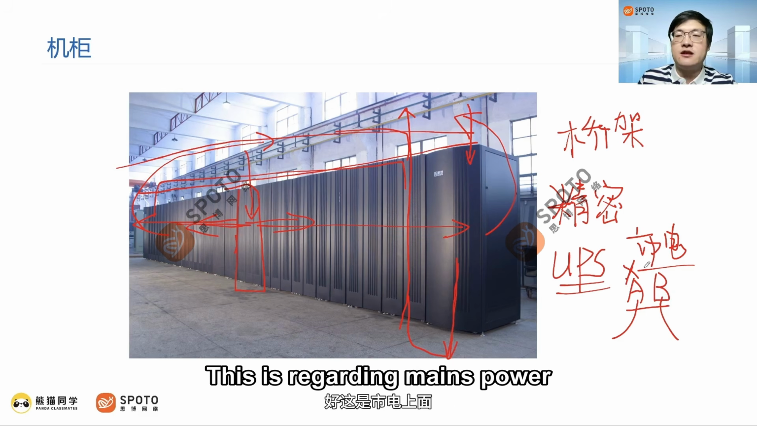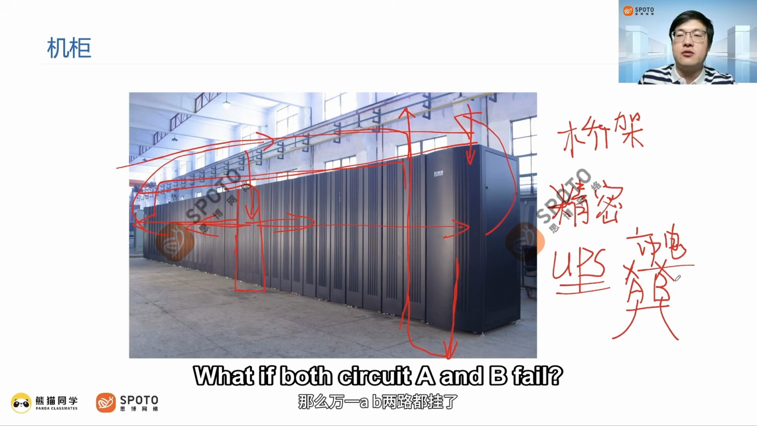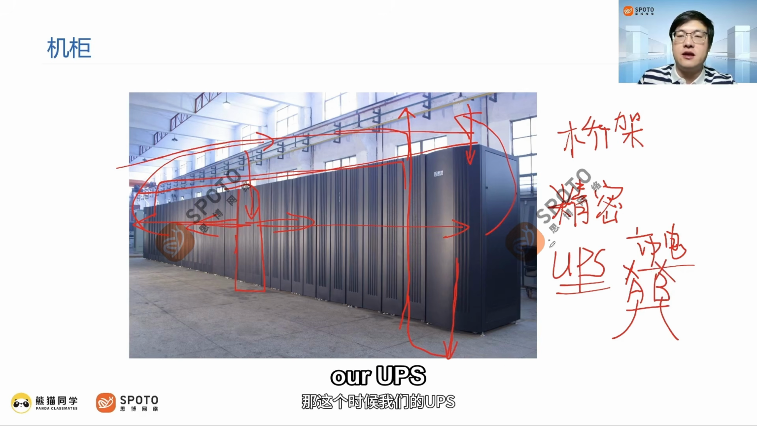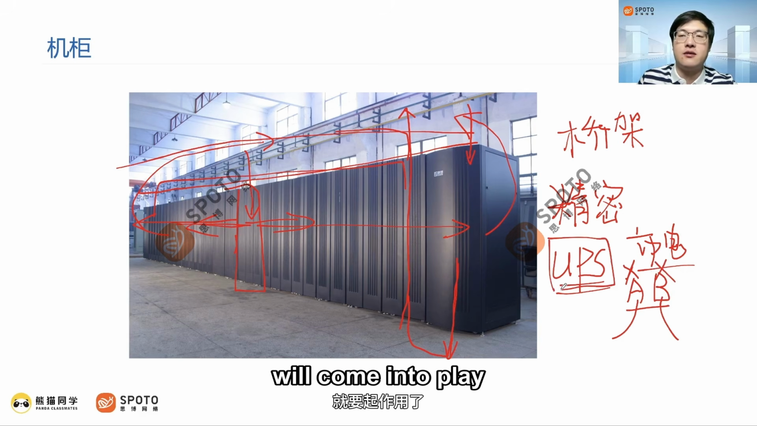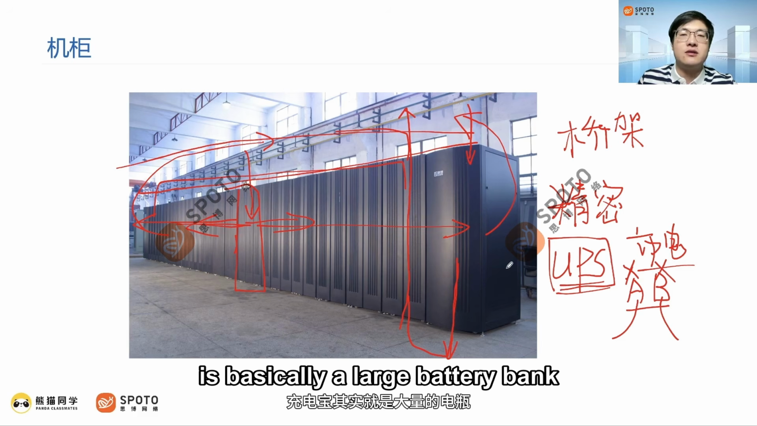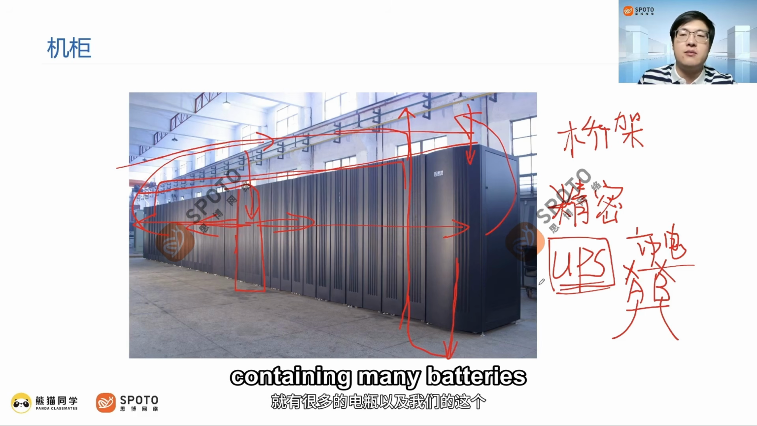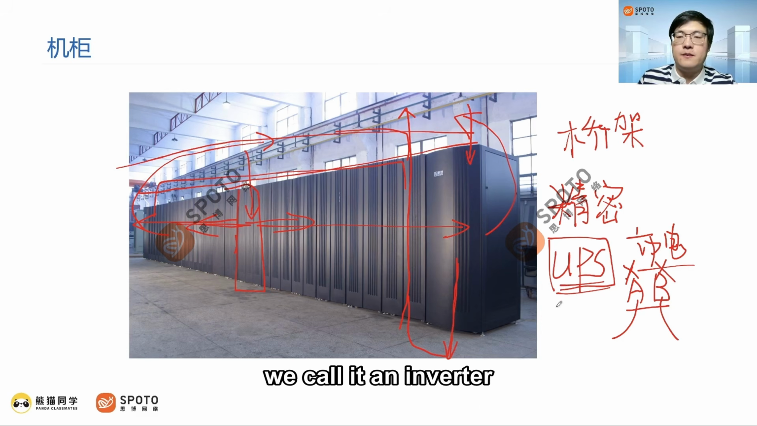Okay, this is regarding mains power. What if both circuit A and B fail? At that point, our UPS, which is our power bank, will come into play. The power bank is basically a large battery bank containing many batteries, and our inverter.